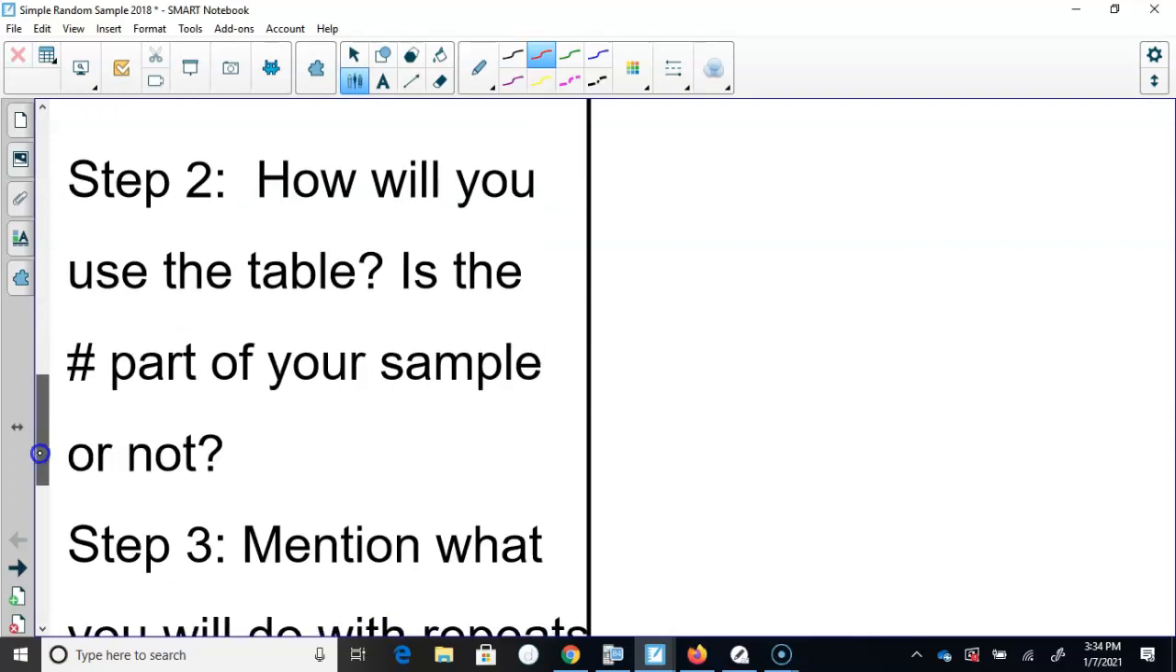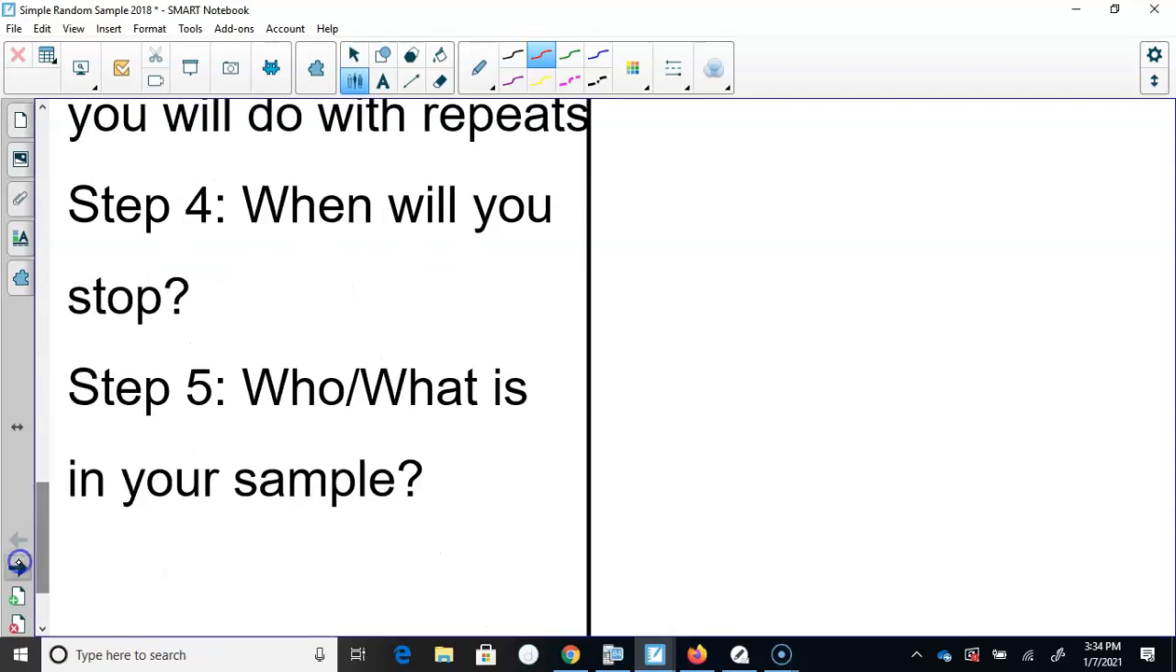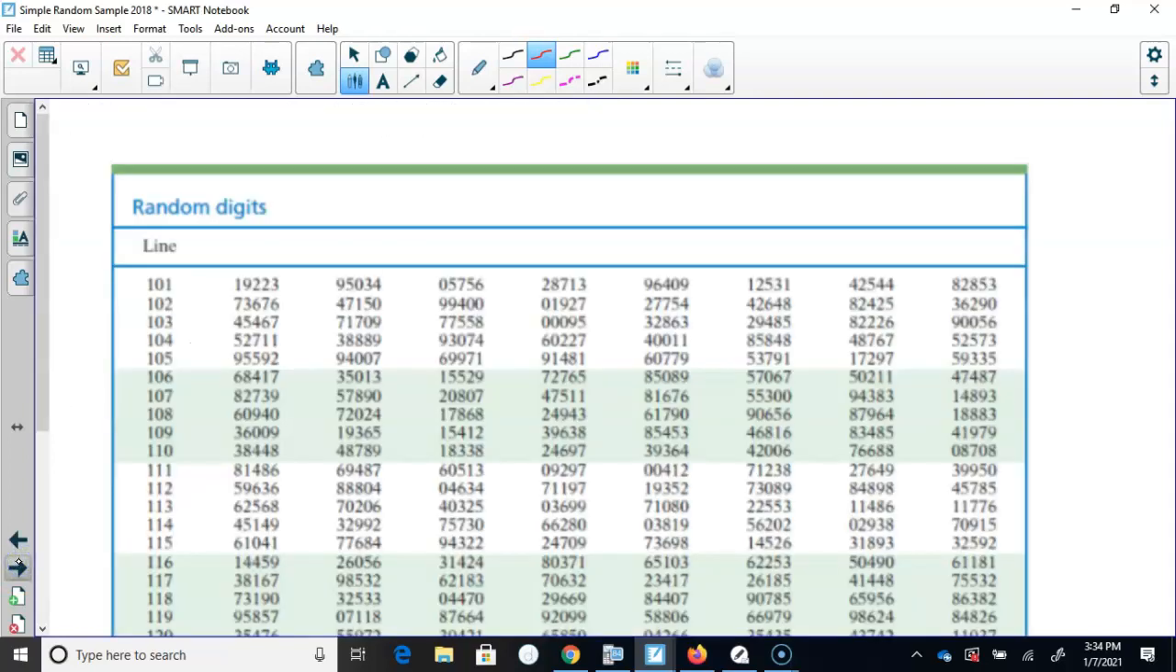Now, step 2, how will I use the table? Is this part of your sample or not? What do I mean by the table? I'm going to go to this random table right here that you also have in your notes. I'm going to go to line 101 because it does not tell me what line to go to. So what we have here is just a huge table of random digits.